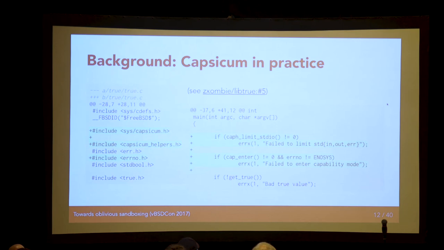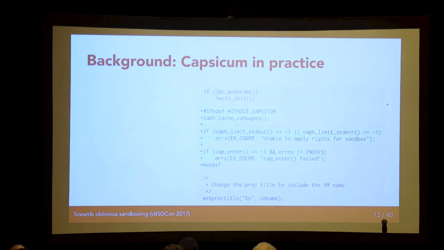Okay. And so applying Capsicum in practice looks a little bit like this. For those who are at BSDCan, you might notice a little bit of the joke that we have there. However, in a more practical situation, not libtrue, this is code from bhyve. This is the code that was required to run a hypervisor in a sandbox. That's quite simple. Isn't that very nice?